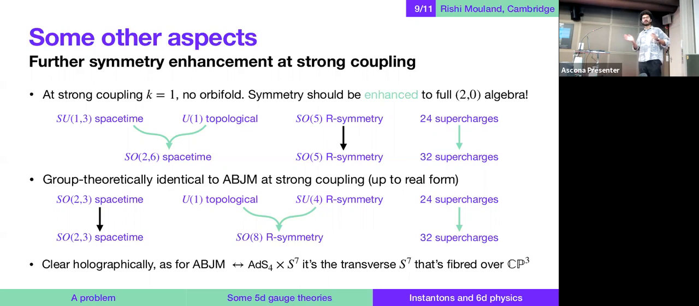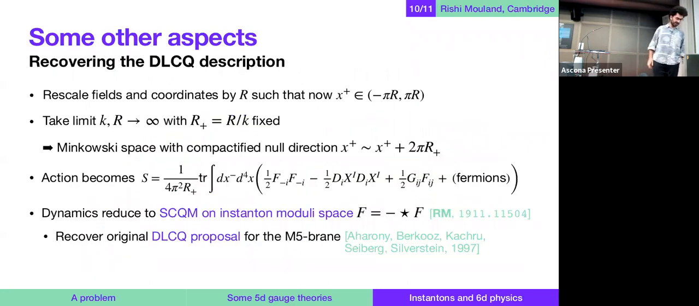The point is in ABJM, geometry AdS4 cross S7, it's the S7 which is fibered over a CP3, whereas in this construction it was an AdS7 which was fibered over a non-compact CP3. The last thing is a relational recovery of a kind of classic description of the M5 brane as a somewhat degenerate limit of this construction.